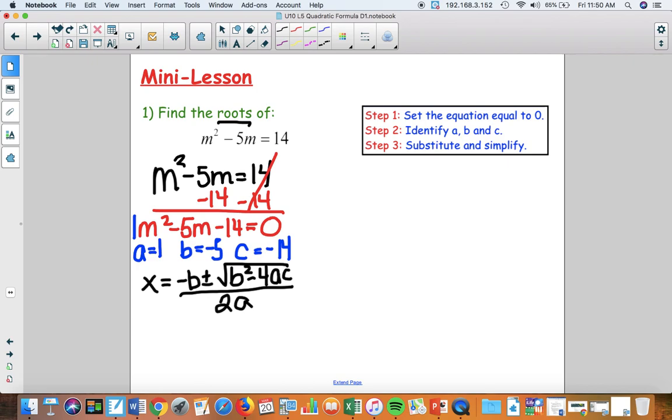Now we have to plug in all of our numbers. So we have x equals negative. Whenever we substitute or plug in, we always use parentheses. So b was a negative 5. Then we have plus or minus the square root. And we have another b. Always use parentheses, especially for negative numbers. So we have b squared minus 4. A was 1. C was negative 14.